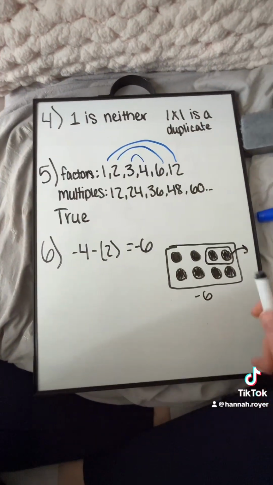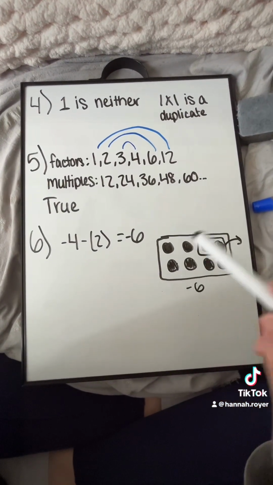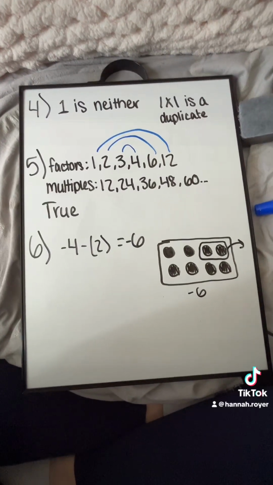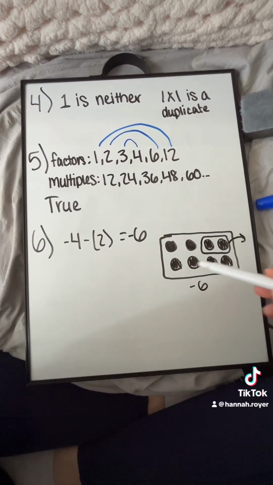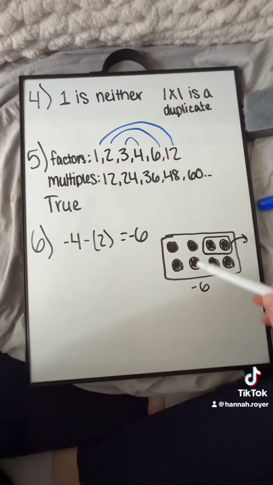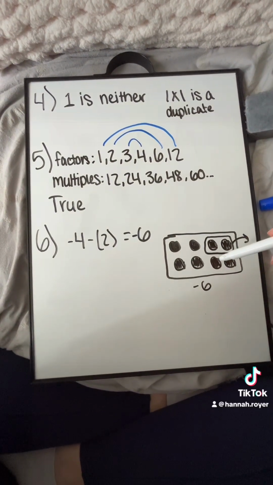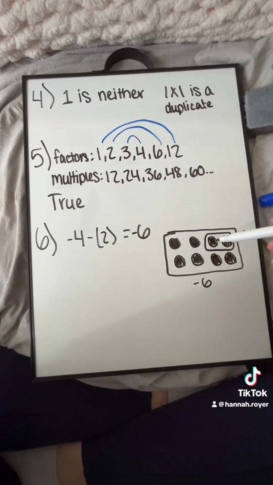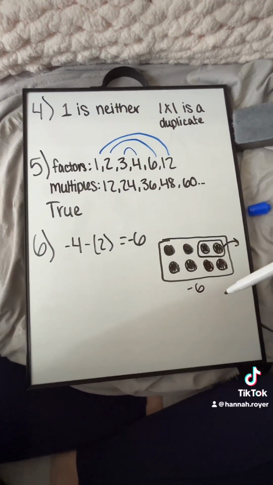For number 6, I said -4 minus a positive 2 equals -6, because you're taking away a positive 2 from -4. So you had -4 and then you added 2 more negatives so that you could take away these 2 positives. So then your answer would be -6.